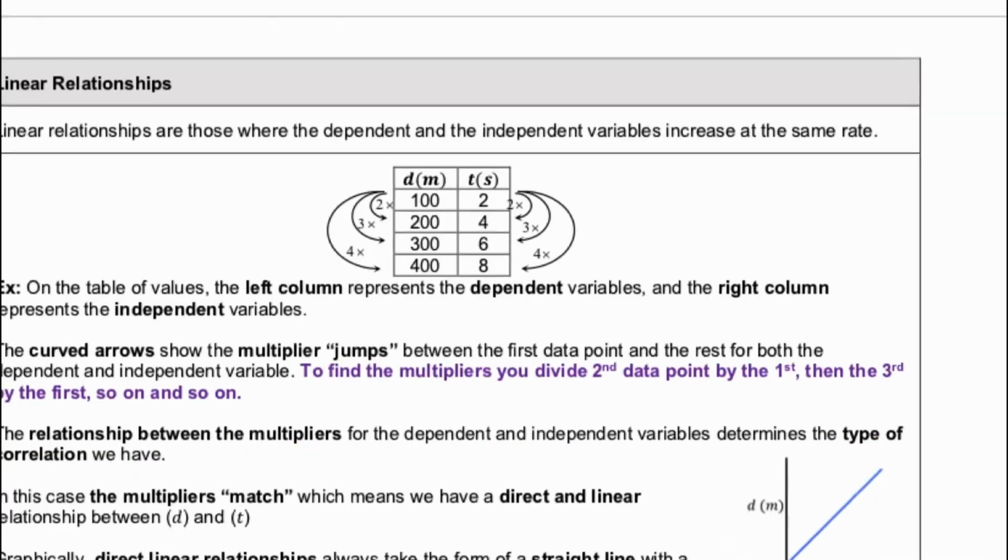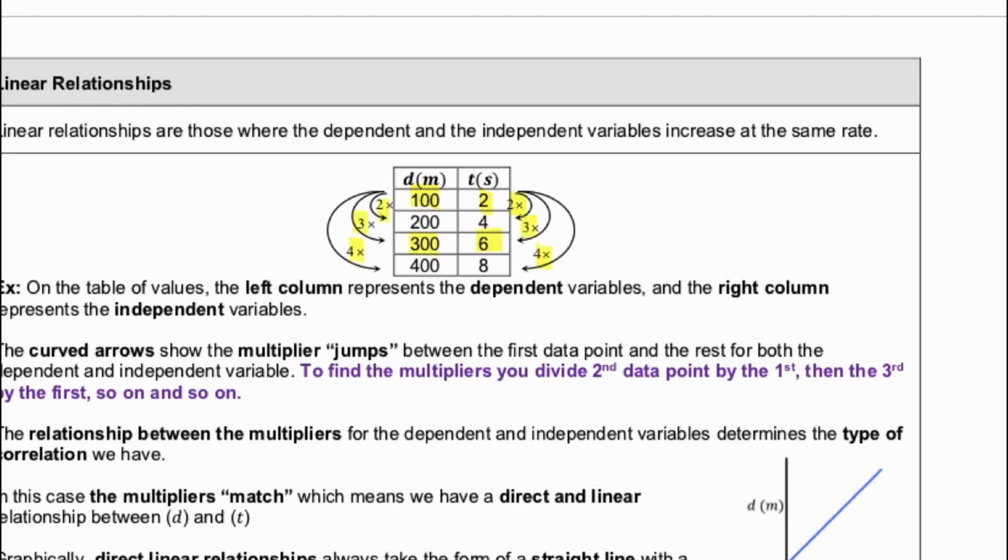And this is where we would take a look at the actual data set and simply do division. So we'd look at the multiplier between the second and the first data point. So 4 divided by 2 on the independent variable. Then we did 200 divided by 100. And of course, when we wanted to figure out the next one, it was the third divided by the first on both sides. And then of course, we get our multipliers here.